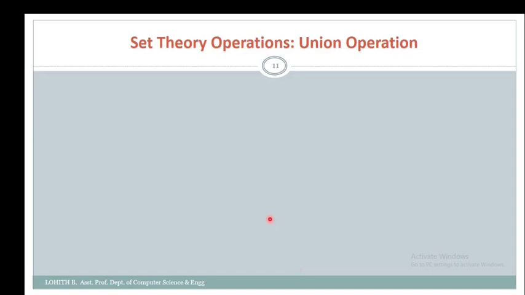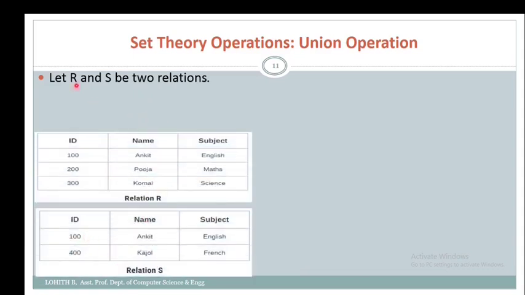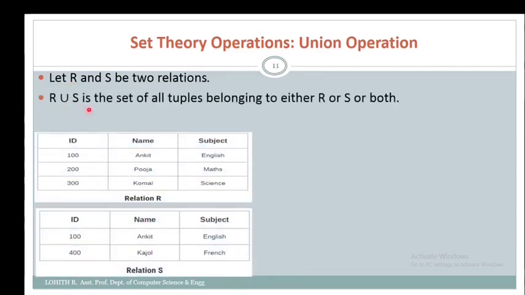Let us understand the set theory operations, starting with the union operation. Let R and S be two relations. R union S is the set of all tuples belonging to either R or S or both. In R union S, duplicates are automatically removed.